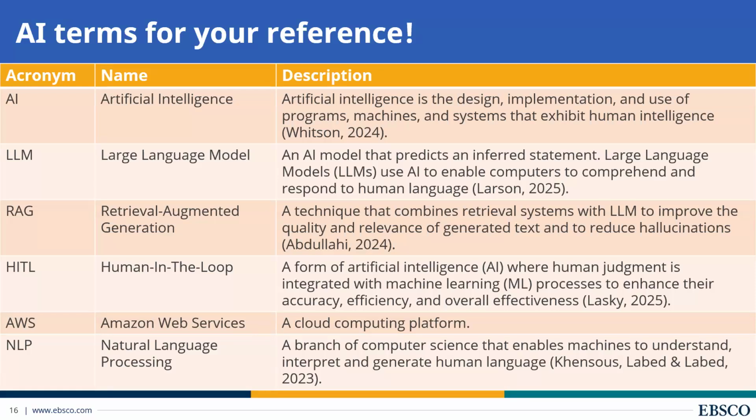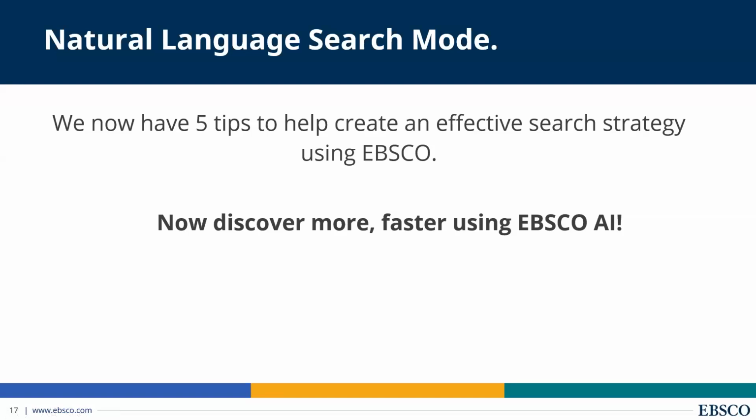The other thing that I'll mention today too is something called human in the loop. Now, this is a form of artificial intelligence where human judgment is integrated with machine learning processes to help enhance their accuracy and effectiveness. And another term you'll hear me mention too is NLP, or natural language processing. And this is a branch of computer science that enables machines to understand, interpret, and generate human language. So I've got a few different acronyms on here, and you are certainly welcome to use it as a reference moving forward. So the first thing we're going to have a look at is natural language search mode.